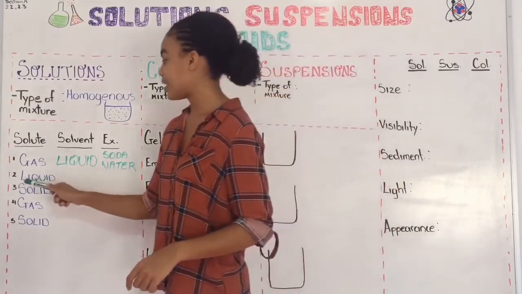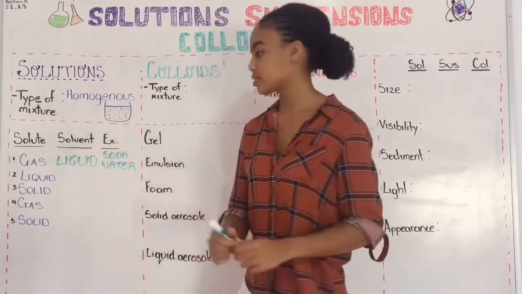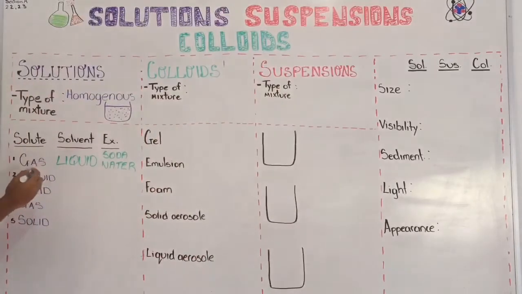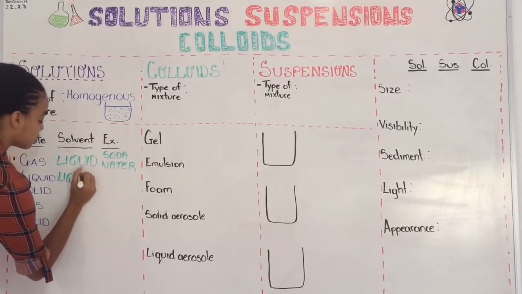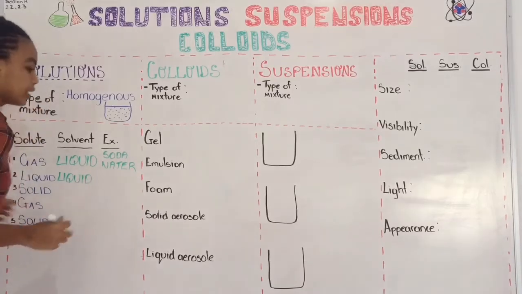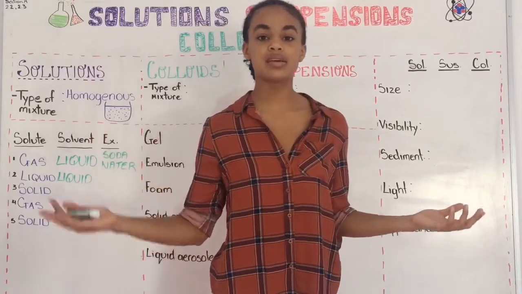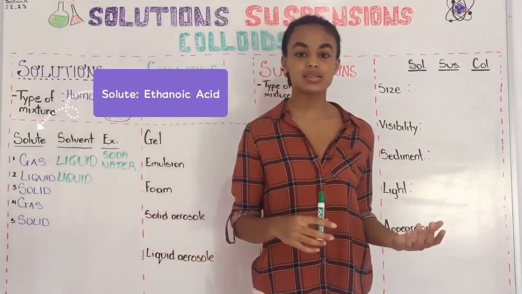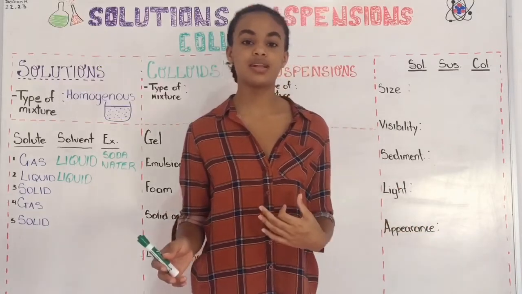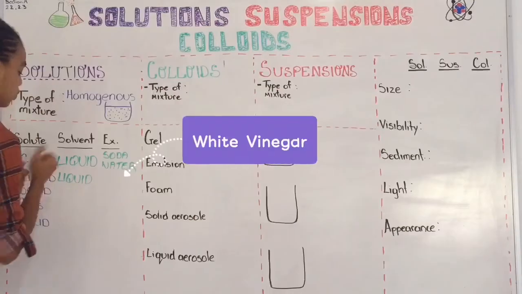So now we're going to look at liquid as a solute and liquid as a solvent. So we're going to put liquid as a solvent here, liquid. An example of a liquid acting as both a solute and a solvent would be your white vinegar, where ethanoic acid is a solute and it's dissolving in the solvent, which is water. So I'm going to put white vinegar.